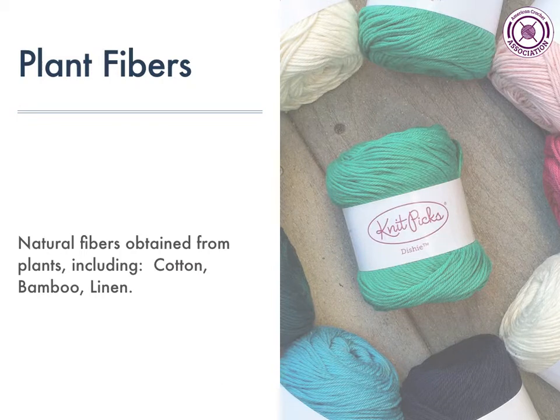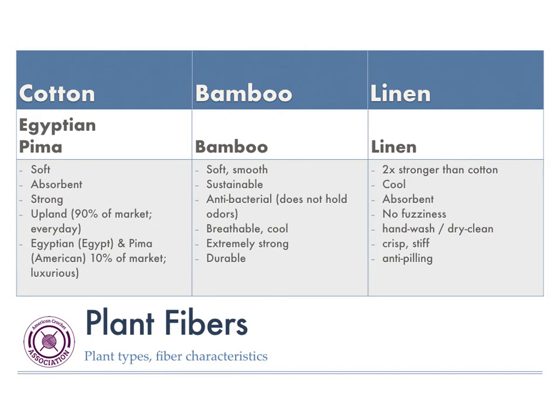Plant fibers are natural fibers obtained from plants, including cotton, bamboo, and linen. Those are just some of the most common. Cotton, for example, has a few different categories. For example, there's Egyptian cotton and Pima cotton. Some of the characteristics of cotton are that it's soft, absorbent, strong. There are a few different types.